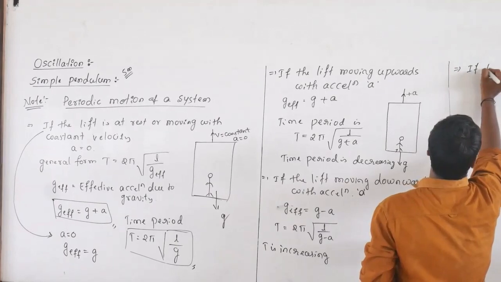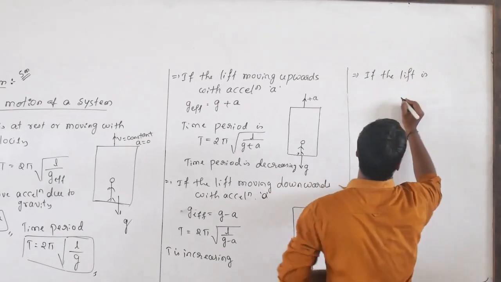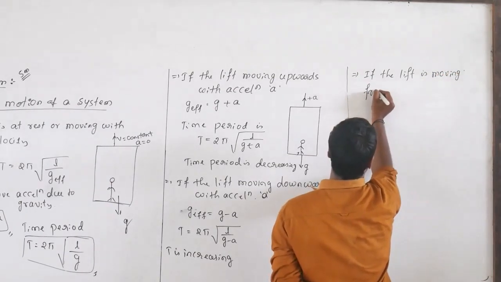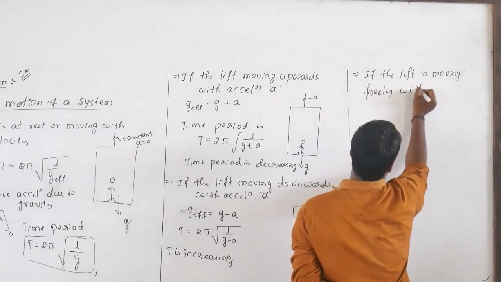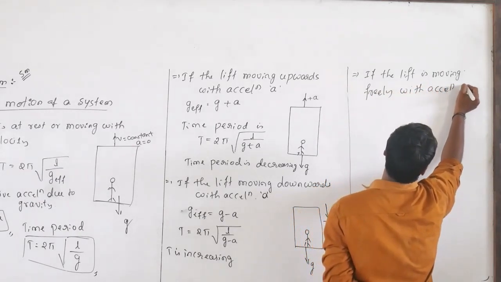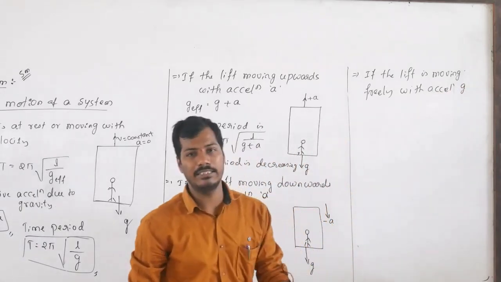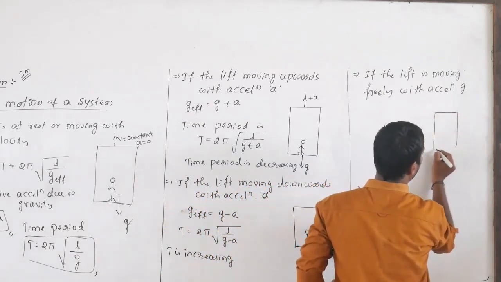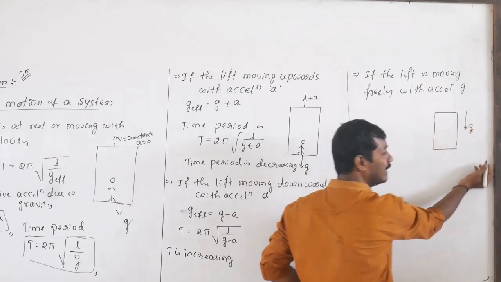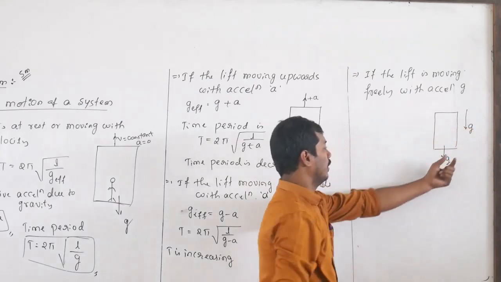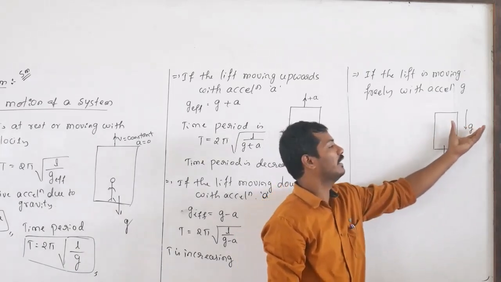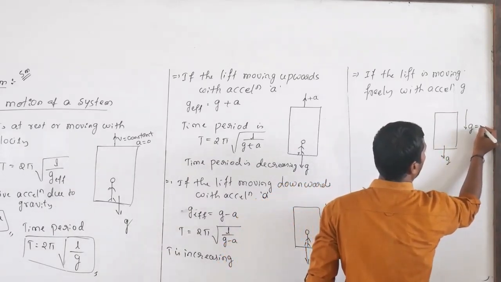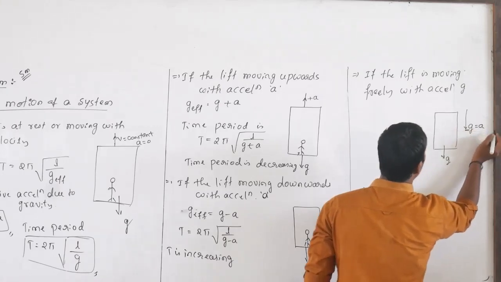The last part is if the lift is moving freely with acceleration g. Freely moving means it is always moving downwards with acceleration g, the acceleration due to gravity. If it is moving freely, then a is equal to minus g.